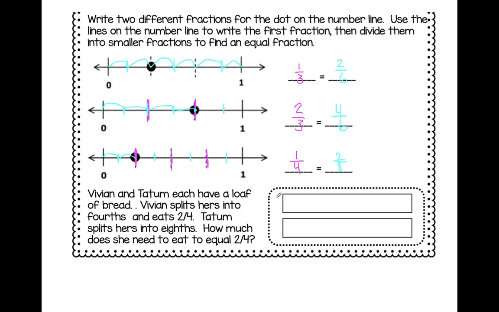Let's see if you can figure out this word problem, and you are going to be breaking apart these two long rectangles. It says, Vivian and Tatum each have a loaf of bread. Vivian splits hers in fourths and eats 2/4. Tatum splits hers into 8ths. How much does she need to eat to equal 2/4?